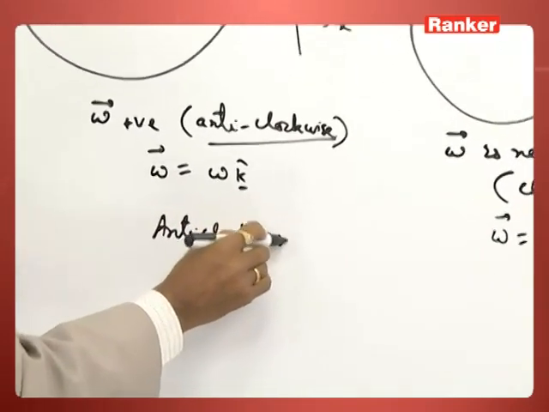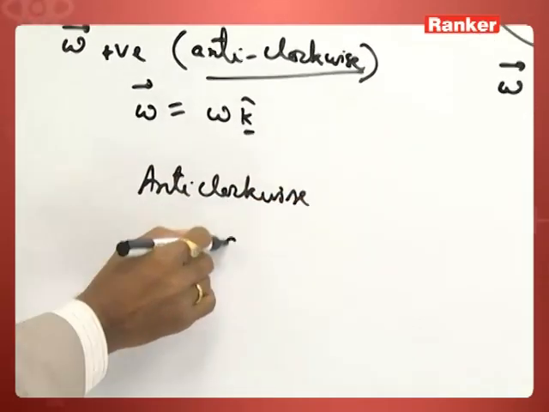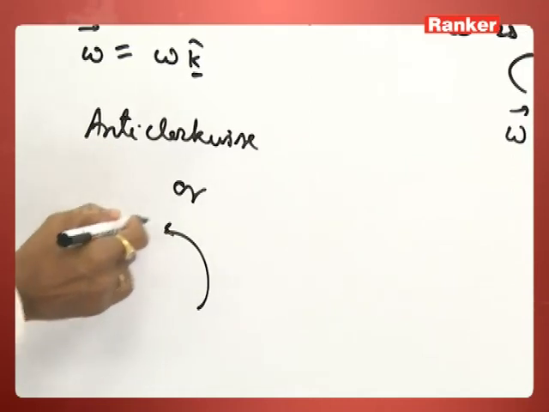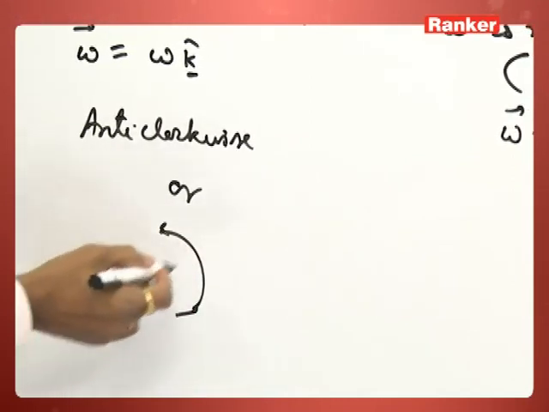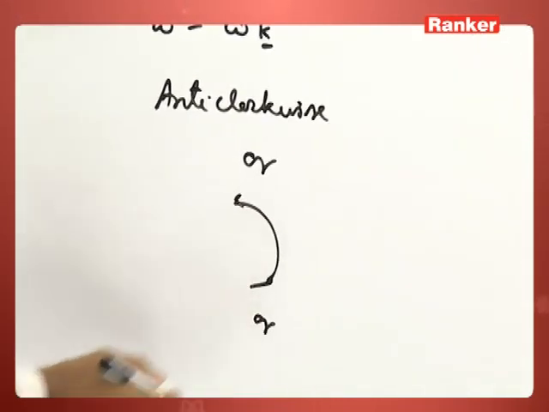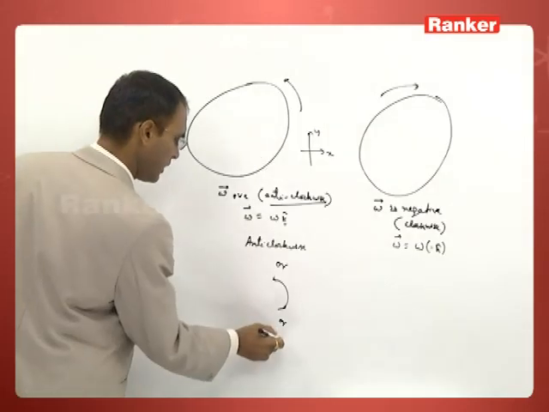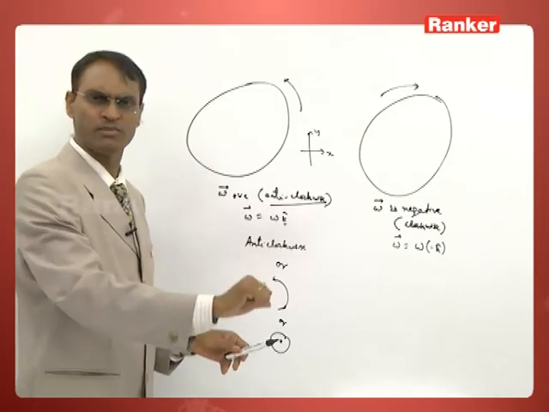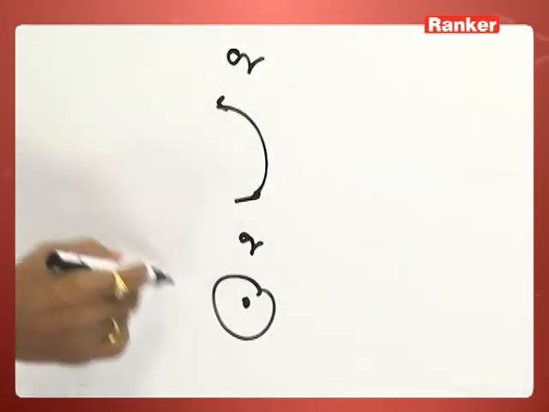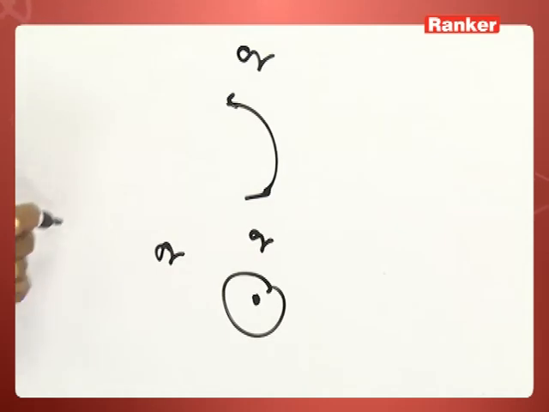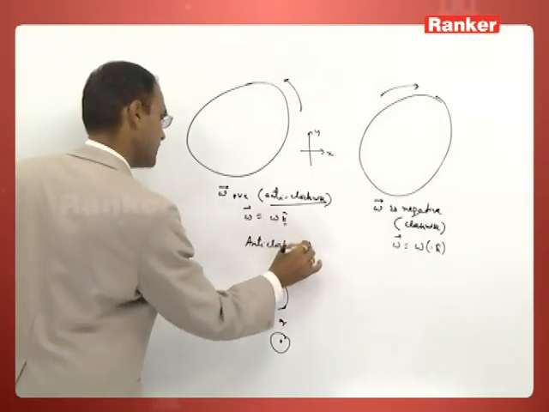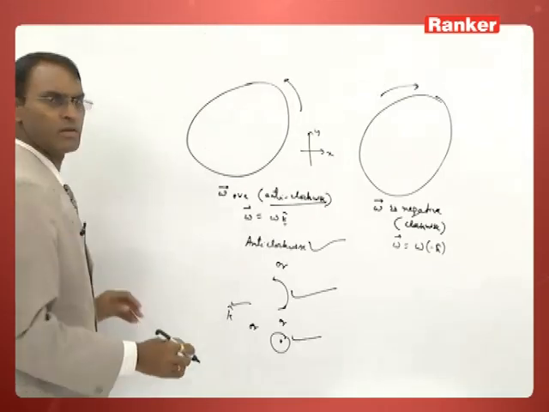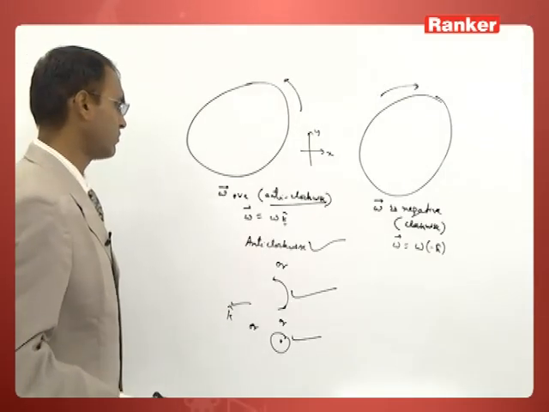Either you can just write anticlockwise in words, or pictorially, or you can write outward. Dot means outward, cross means in, or plus k cap. This is correct, or this is correct. You can choose any one or any two.